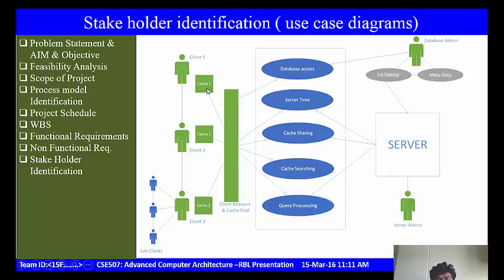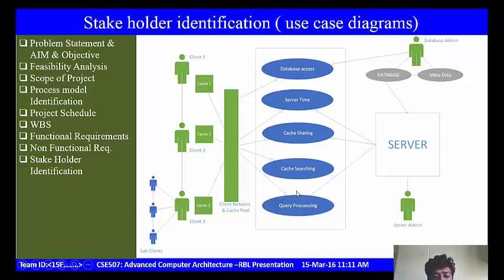Since all these caches are connected on this virtual network, this function, cache sharing, takes care of connecting and sharing all the caches of all clients with one another. Cache searching allows users to search these shared caches. Let's say client 1 can search for the result of his query in client three's cache as well. This is ensured by cache sharing.